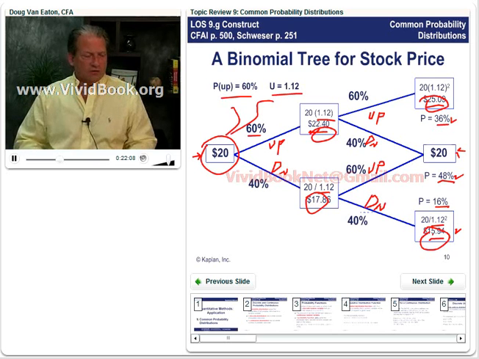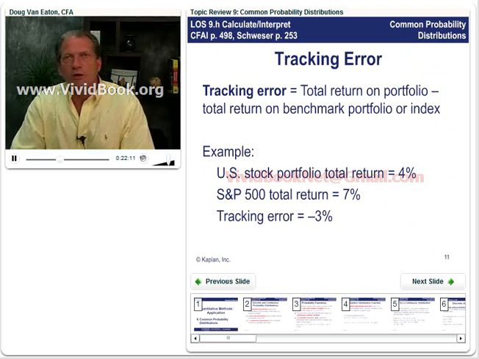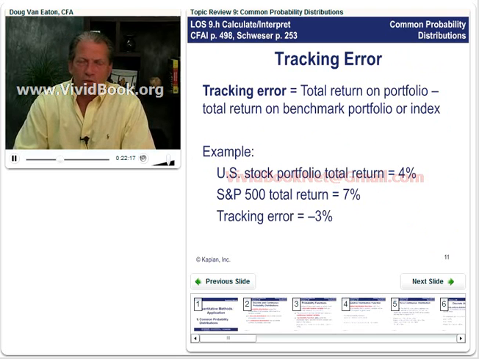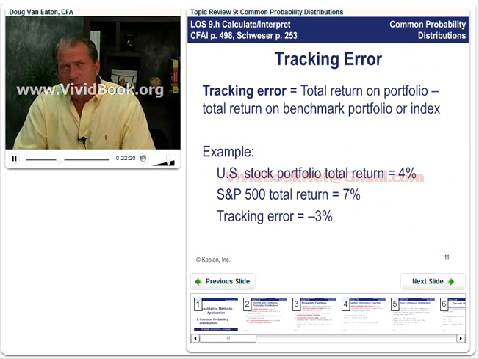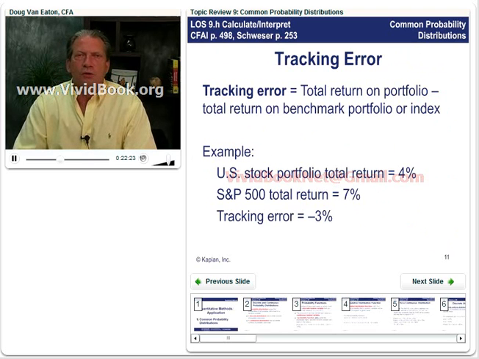Okay, what's tracking error? This is just a definition that kind of falls at us out of nowhere right in the middle of quant. Tracking error is the total return on the portfolio minus the total return on the benchmark portfolio or the index. So if I'm managing a portfolio and the idea of the portfolio is to match the returns on the S&P 500, if that's my mandate, then the tracking error is how far I missed that. So in this example, if we had a stock portfolio with a return of 4% and we were supposed to be tracking the S&P 500, running like an index fund, our tracking error here is minus 3%.